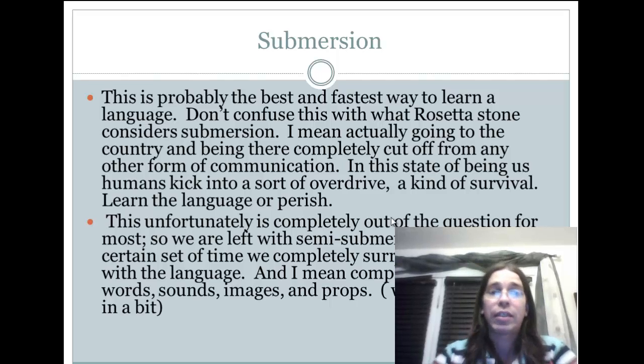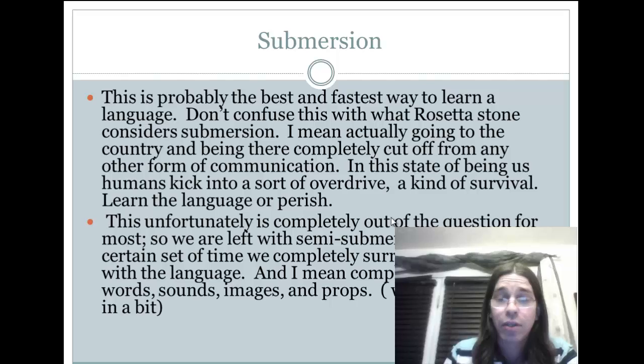So we go on to the next, which is semi-submersion, which is what we could do to submerge ourselves. Rosetta Stone claims to be a fully submersive program, but it's really not. You need to take this into your own power to submerge yourself for a certain amount of time every day. Fully submerge yourself and surround yourself with things and props and words and things of this language all around you for a certain amount of time per day in order to count as submersion.